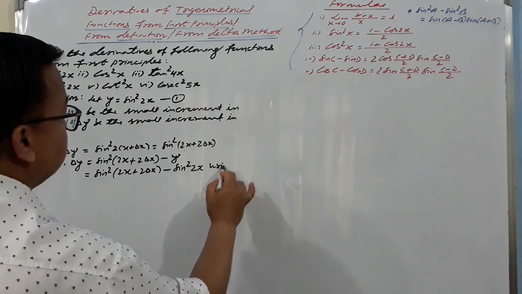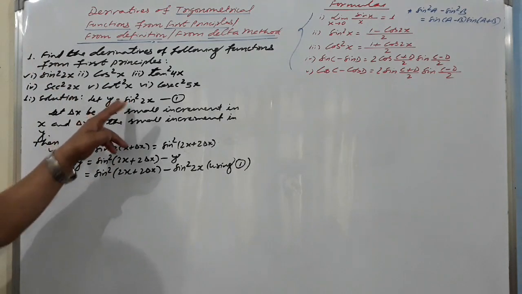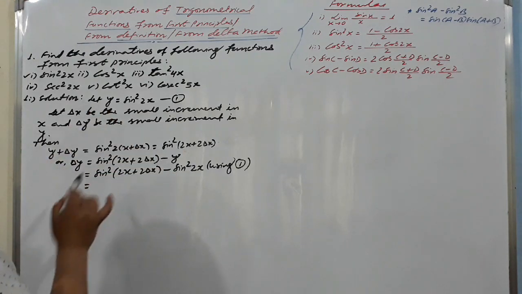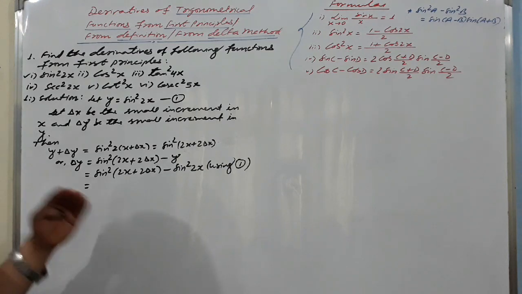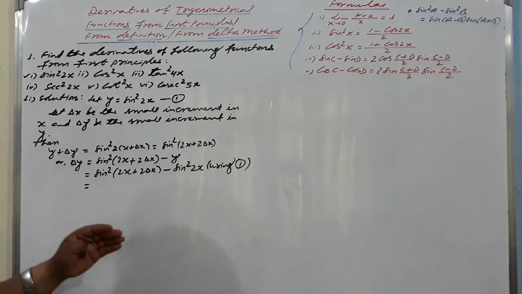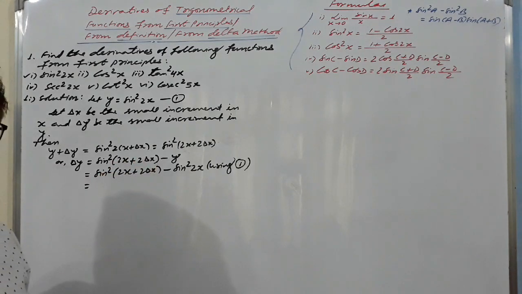Using the first equation, I have substituted the value of y from the first. So after this, what do you have to do? What will be the next step to simplify this line? There are so many ways. One is you can apply the a square minus b square formula.